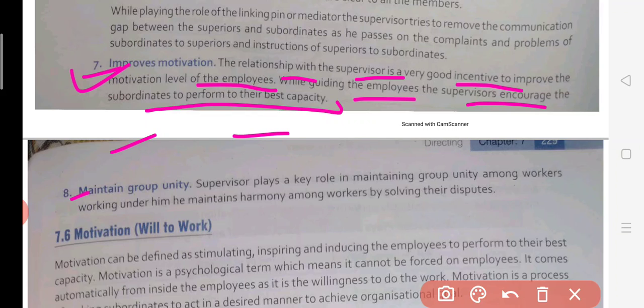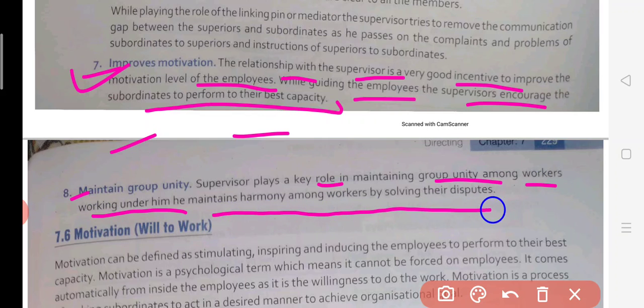Now, the eighth point is maintaining group unity. So the supervisor plays a main role in maintaining that group unity among the workers working under him. He maintains harmony among the workers and solves disputes. Now, the supervisor is the person who is directly dealing with the workers, so it is his responsibility that he must get the teamwork of these workers, and they will have to unite their action.